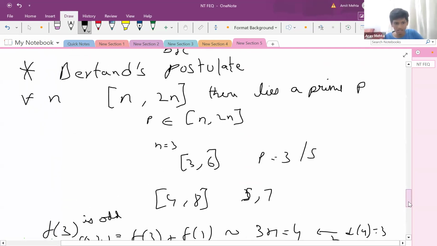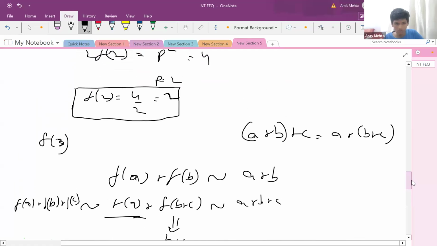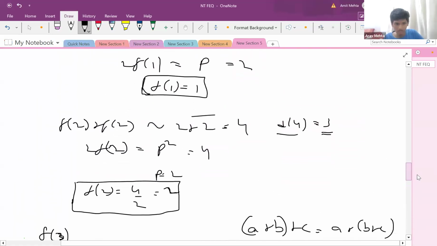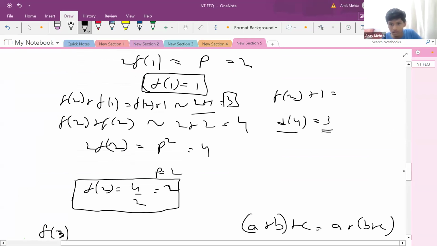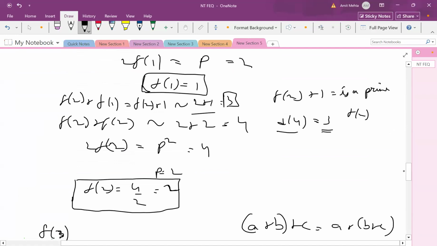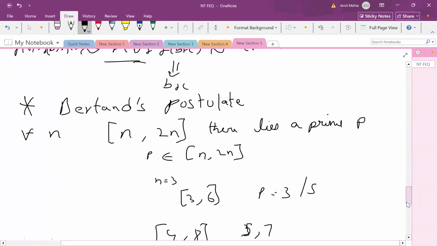There's something similar for f of 2 also. Actually, for f of 2 we did it directly, but we can also do f of 2 plus f of 1 equals f of 2 plus 1, which is similar to 2 plus 1 equals 3, which is a prime. So f of 2 plus 1 is a prime. Oh, so f of 2 is even. Wait, we can use Bertrand's postulate here, right? Exactly.